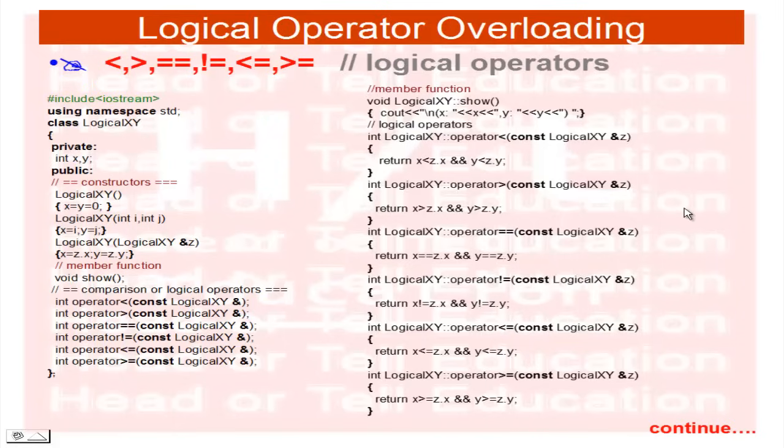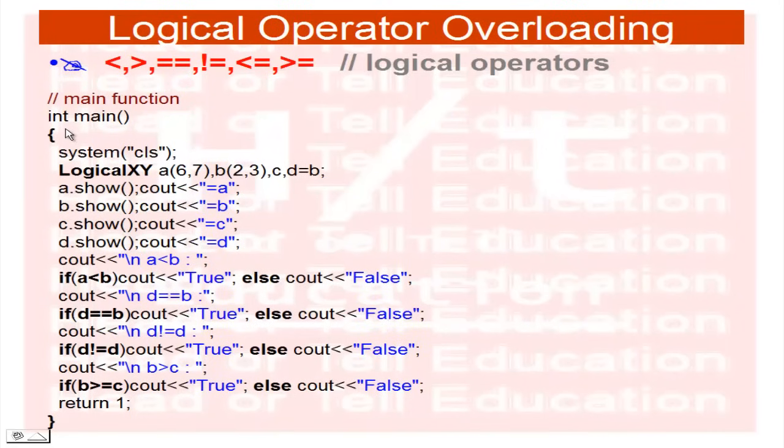Now check the main function. This is the main function for logical operators in C++. I created the logical xy objects: a created passing 6 and 7, b created passing 2 and 3, c is a direct object created, and d equal to b assigns, so this calls the copy constructor. Now check the values: a dot show, b, c, and d, and the output.